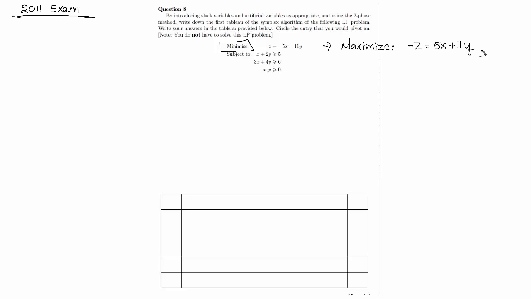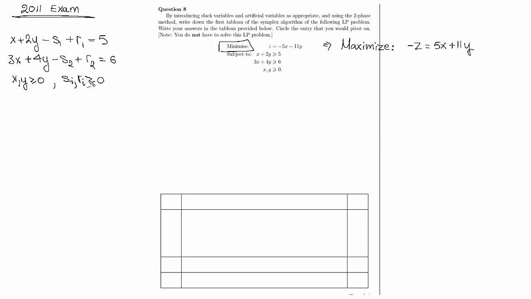So here we will have x plus 2y. Since we have greater than or equal to inequalities, we will have one slack variable and one artificial variable for each one of them. So we will have minus s1, since it's greater than, and plus r1, and this is equal to 5. And for the second one, we have 3x plus 4y minus s2 plus r2 is equal to 6. And we have x and y greater than or equal to 0, and we also have si and ri greater than or equal to 0.